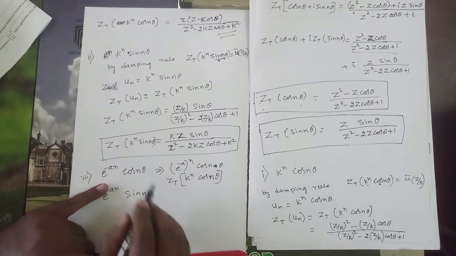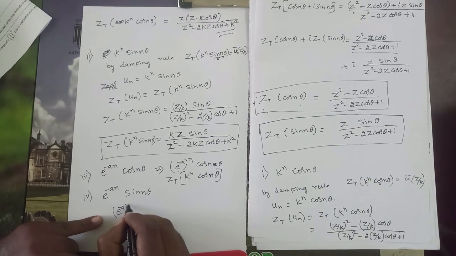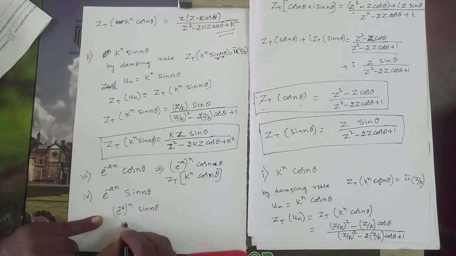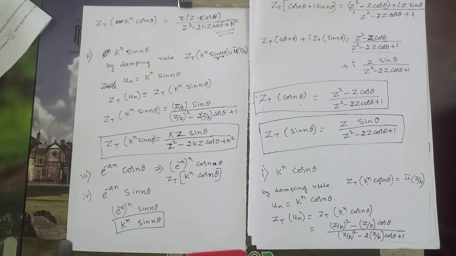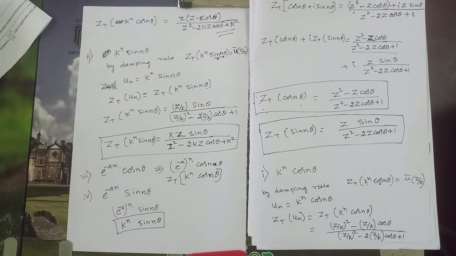Same as it is, here also e to the power of minus a, whole to the power of n, into sin n theta you can write. So this can be written as k to the power of n into sin n theta. So remember that one, substitute that, k to the power of n into sin n theta, and you will get the required solution.